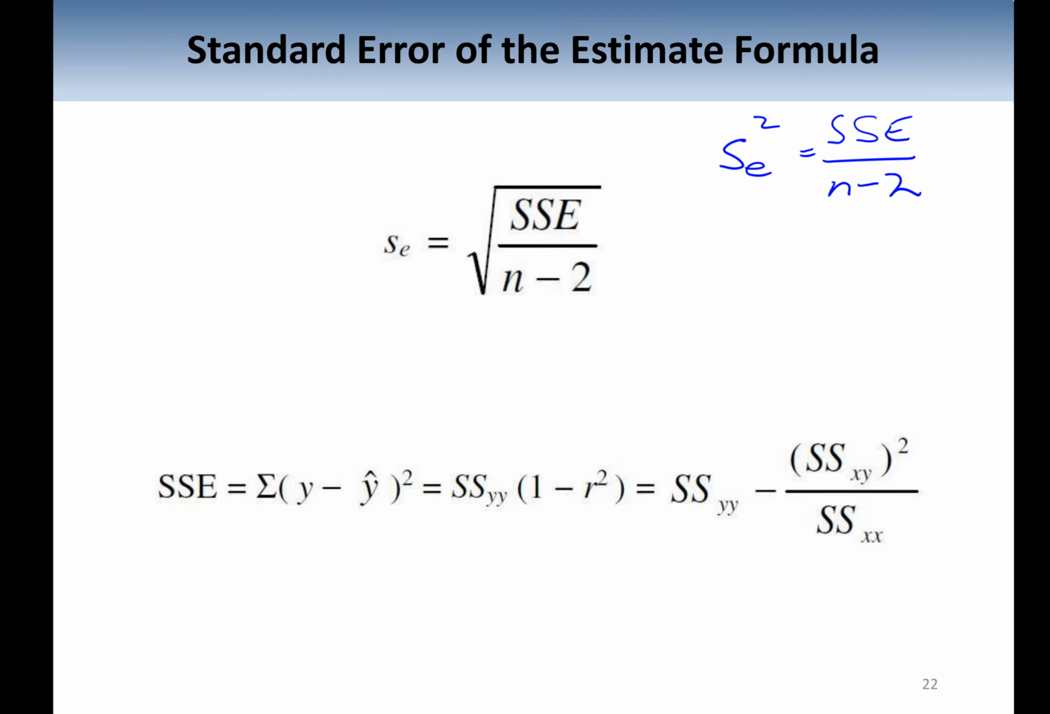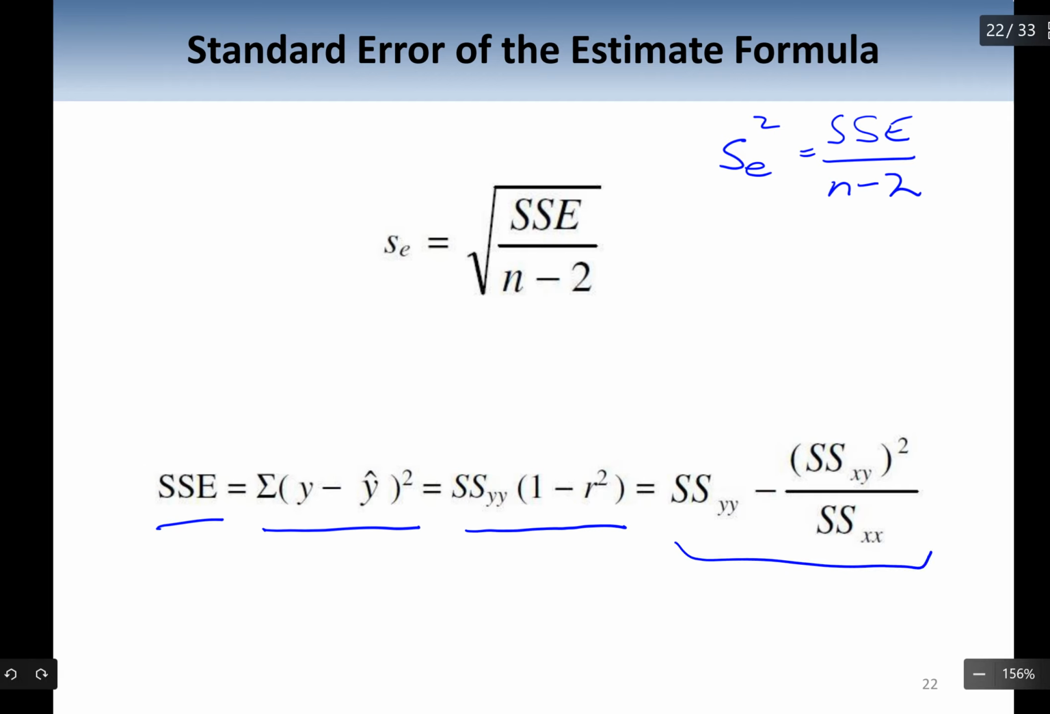There are 3 different ways you can calculate the SSE part. You could use the residuals squared, so the sum of (y minus y hat) squared, or you could use the sum of the squares for the y, SSyy, multiplied by 1 minus the correlation coefficient squared, or you could use SSyy minus SSxy squared divided by the sum of the squares for the x's, SSxx. So it really depends on what you've been given.